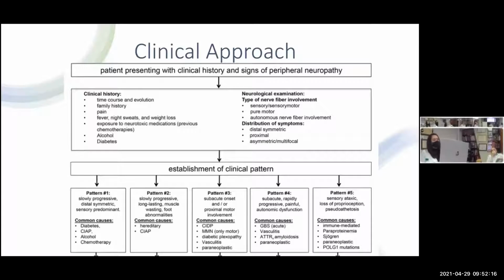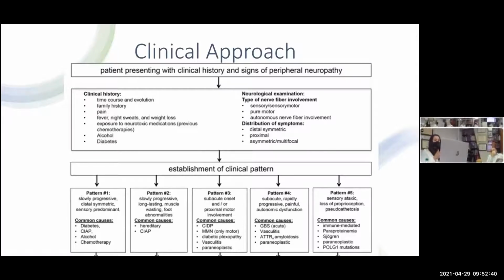And then, of course, your neurological examination can help you determine the type of nerve fiber involvement, whether it's sensory, motor, or autonomic. And then you want to make sure to pay attention to the distribution. Is it distal symmetric, proximal, asymmetric, multifocal? This is all going to help you establish your differential diagnoses, which will then help guide you with your appropriate testing.